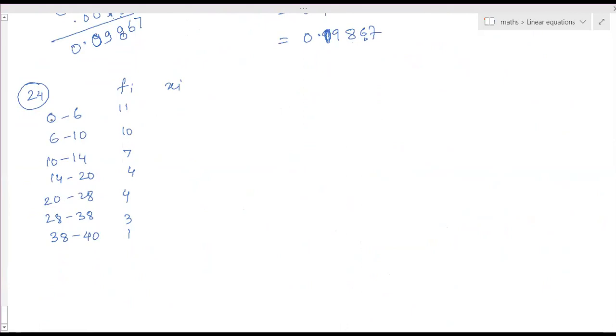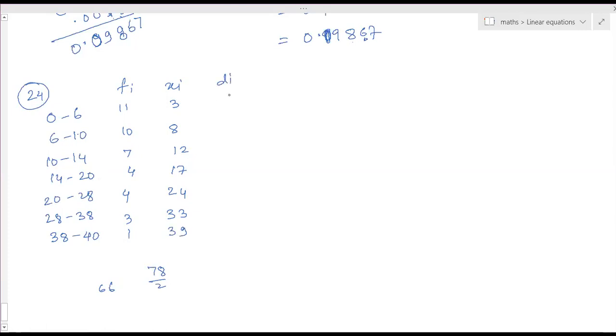So class marks: 6 plus 0 is 6 by 2, that is 3. 10 plus 6, 16 by 2, 8. 24 by 2, 12. 34 by 2, 17. 48 by 2, 24. 66 by 2, 33. The values are not equal, earlier the interval was same, now the interval is not same. So whatever it is, we will solve it that way. 78 by 2, it is 39.